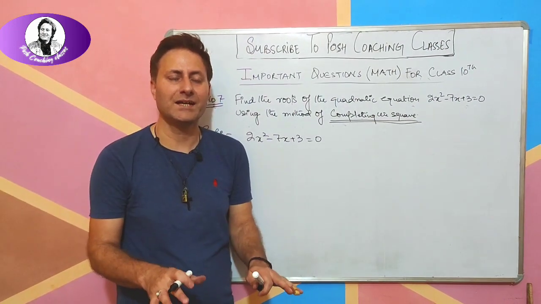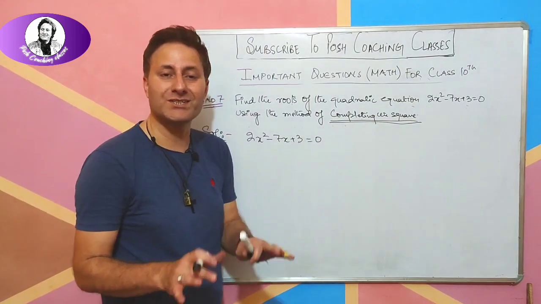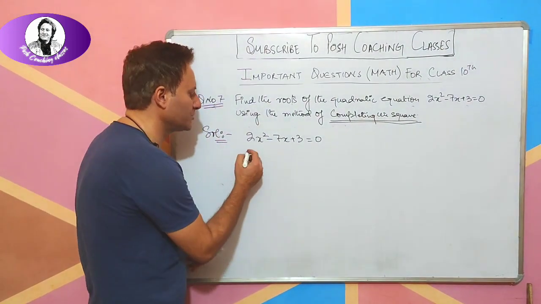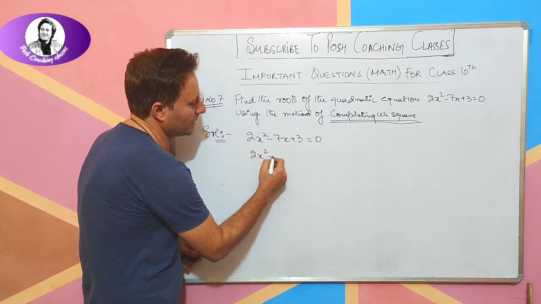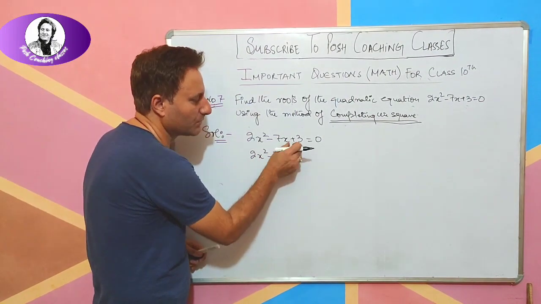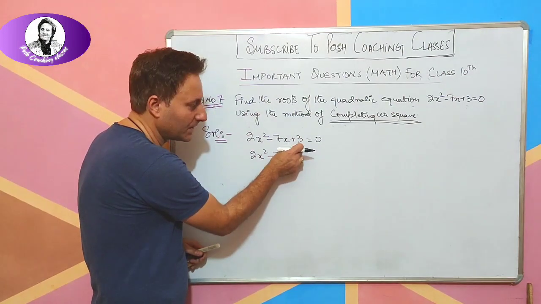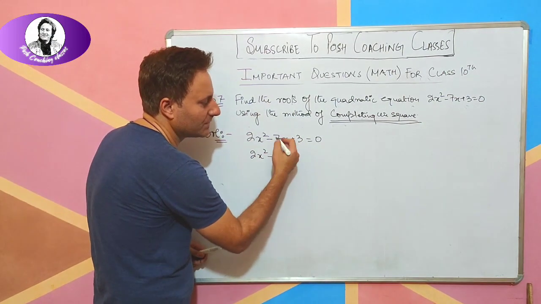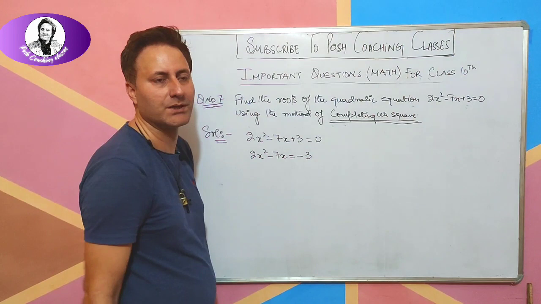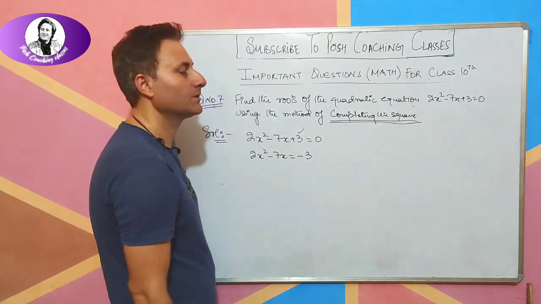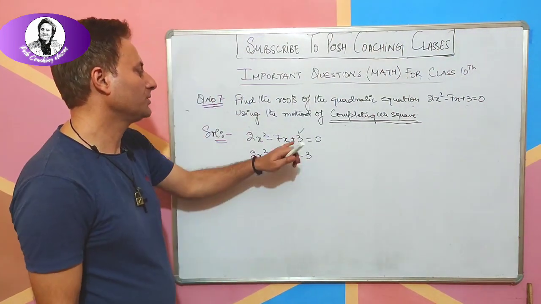We'll just go steady, we'll go easy, and we'll go step by step. So first thing you need to do is 2x squared minus 7x is equal to... This constant term should go that side. So this is plus 3, it goes that side, it becomes minus 3. So we are done with this.